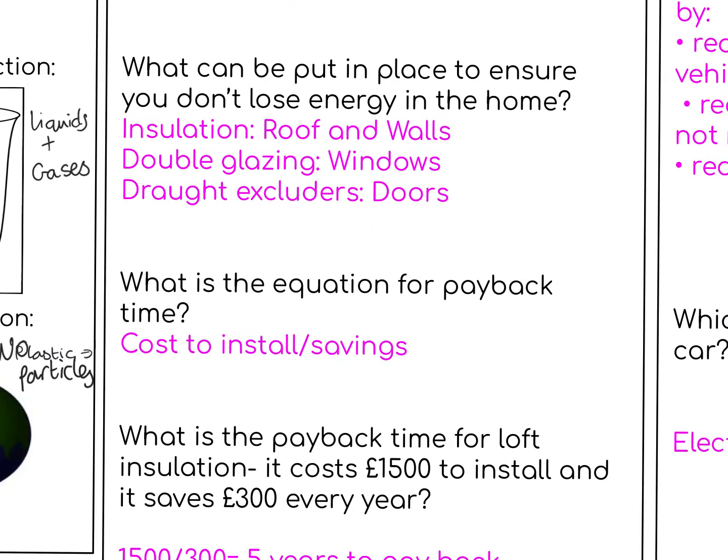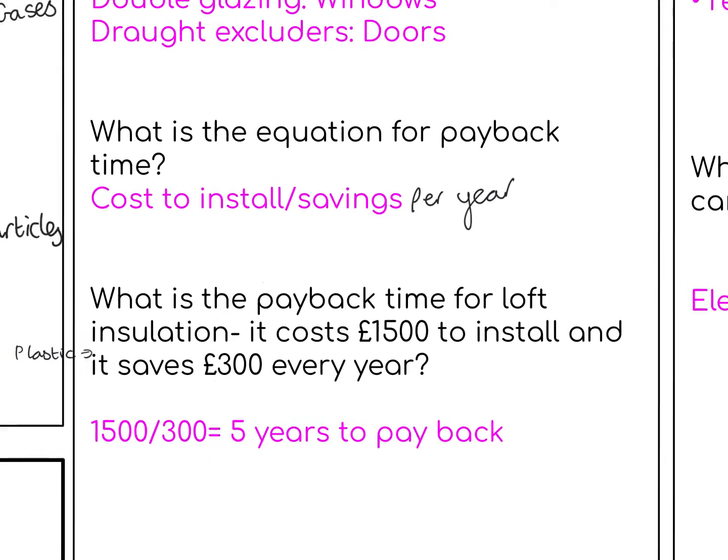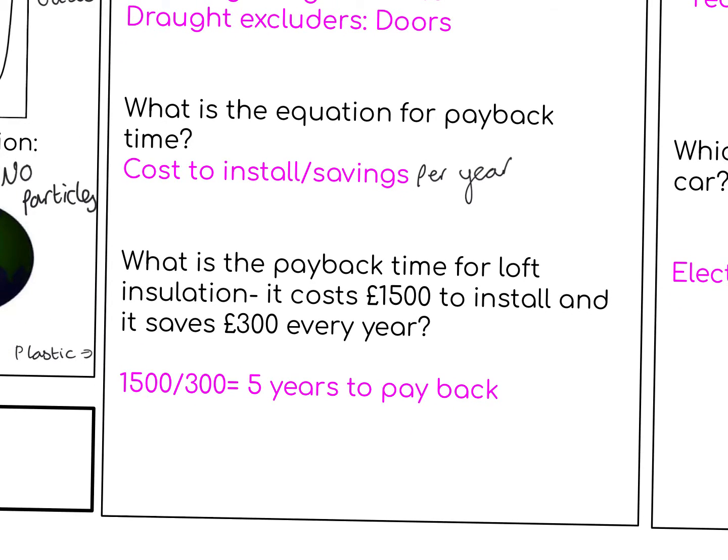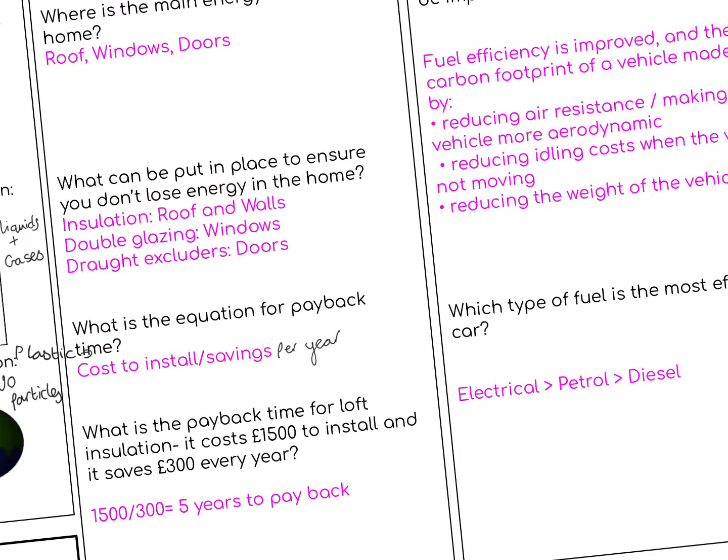The equation for payback time is then the cost to install divided by how much you save per year, okay? What is the payback time for loft insulation? It costs £1,500 to install and it saves £300 every year. So 1,500 divided by 300, it takes 5 years to pay back. So all that energy it's saved takes 5 years to pay it back.